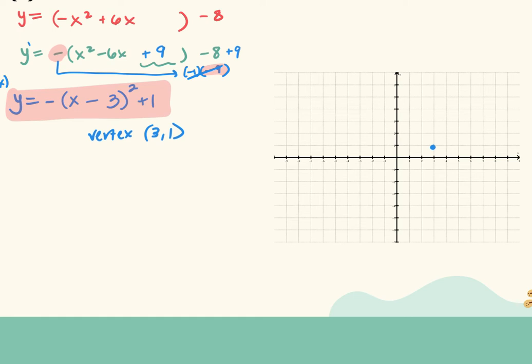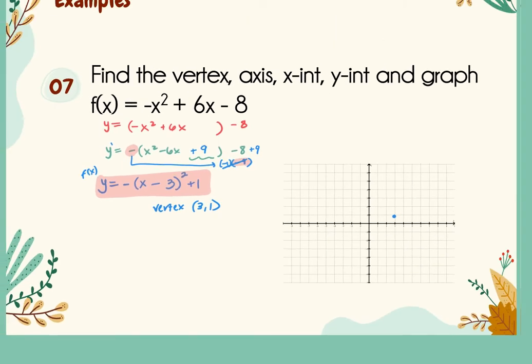What's the negative on the front doing? It's pointing it down. So I know I'm going to go down 1 and out 1 because there's no stretch, right? But those are also going to be my x-intercepts. So we're going to practice finding those because it asks you for all of it.